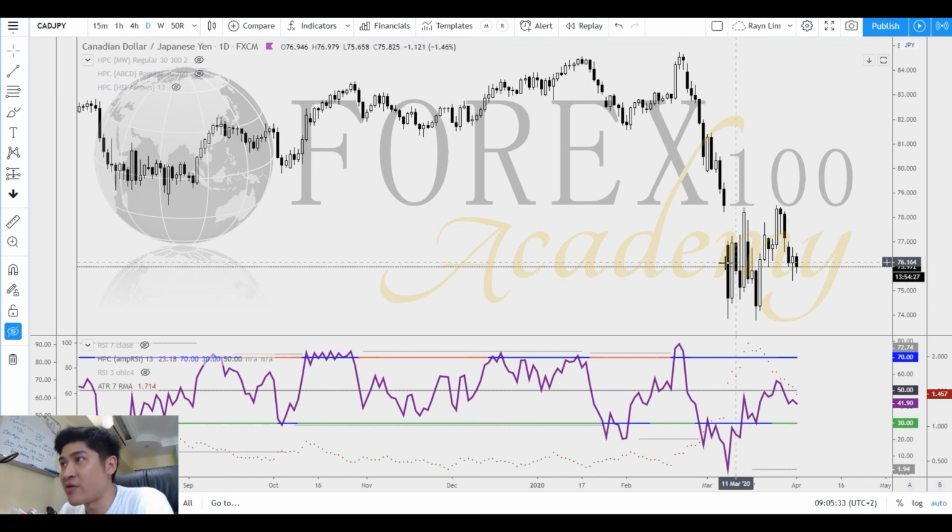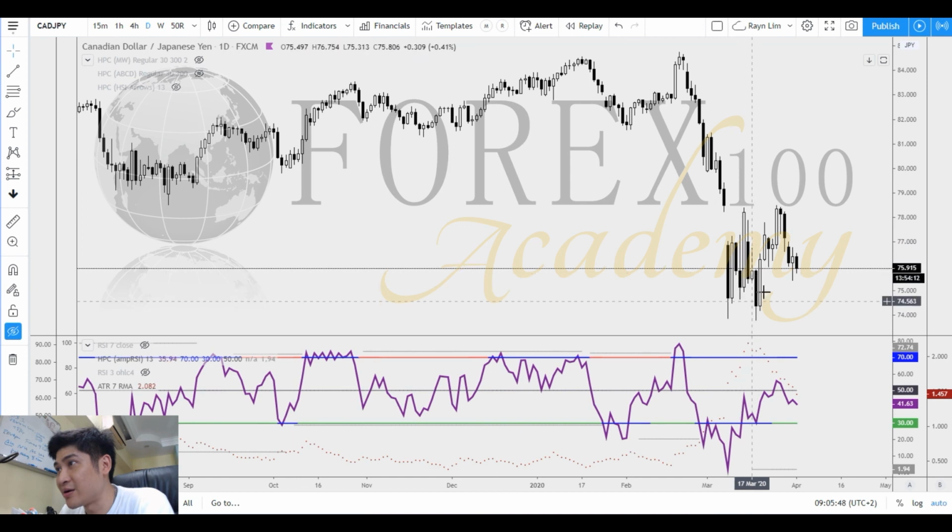CAD/JPY has been very, very jumpy. We observe a gap over here, it came down. It just moved up and down in this area, and it just gapped again. Can you imagine that? Market close, gap again.